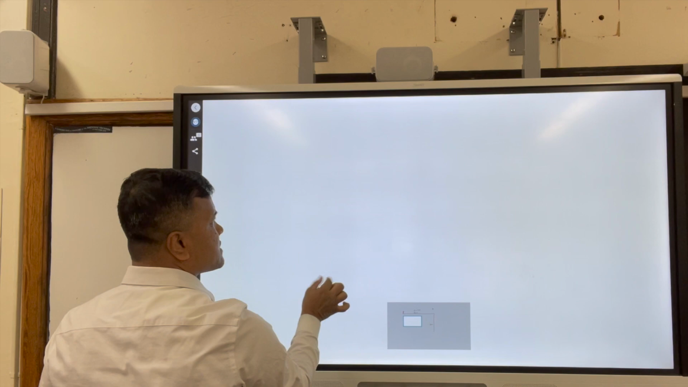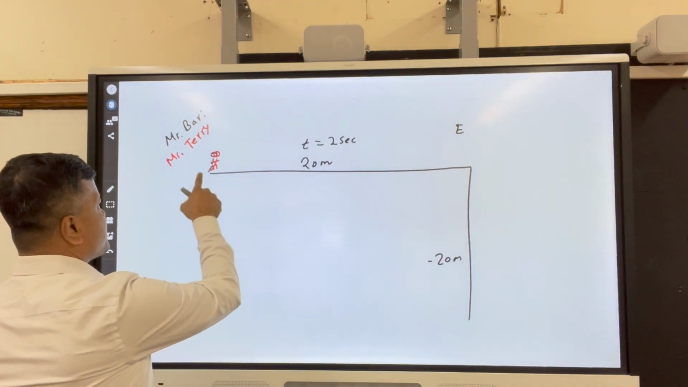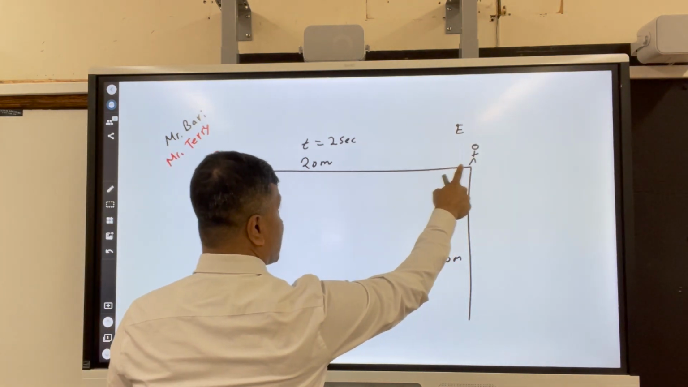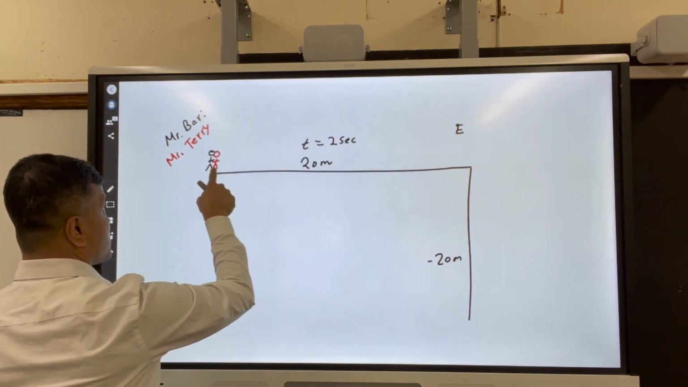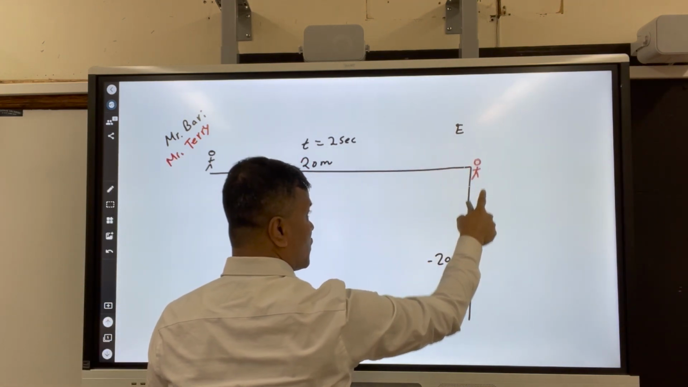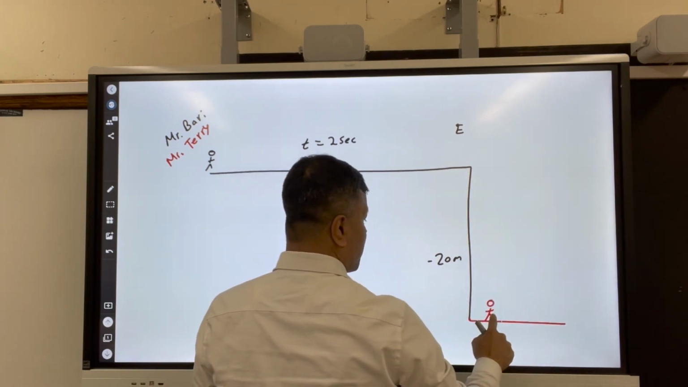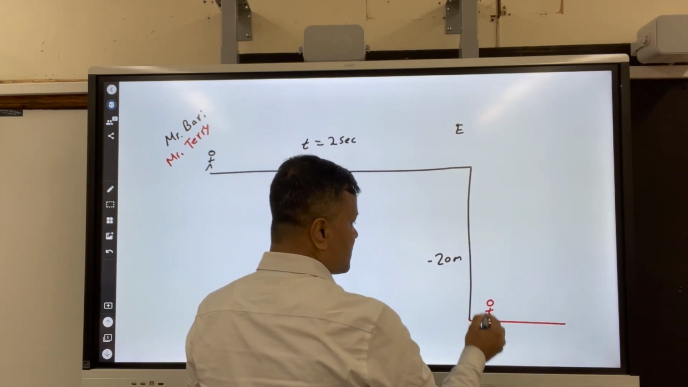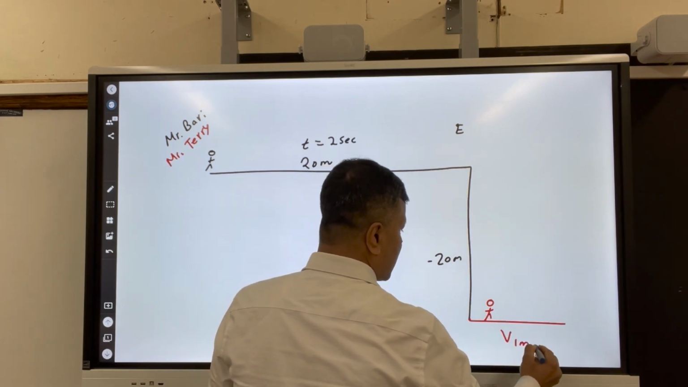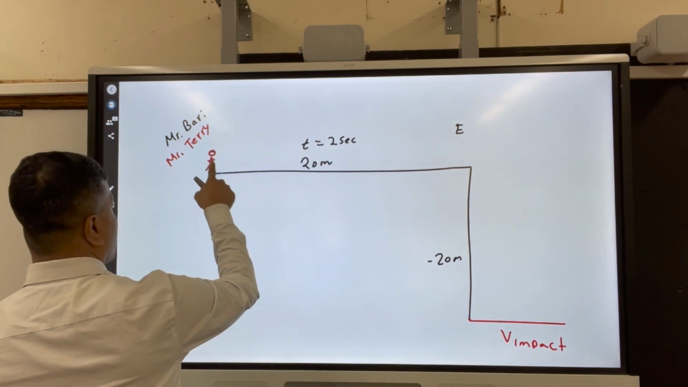Okay, this is problem number 1. I have two men. Mr. Body moves with constant velocity from one edge to the other edge in the east direction. Mr. Terry also moved with constant velocity from one edge to the other edge, but he lost control. So he falls and he hits the ground. You're going to have to find Mr. Terry's impact velocity. Okay, so let's put both men over here.